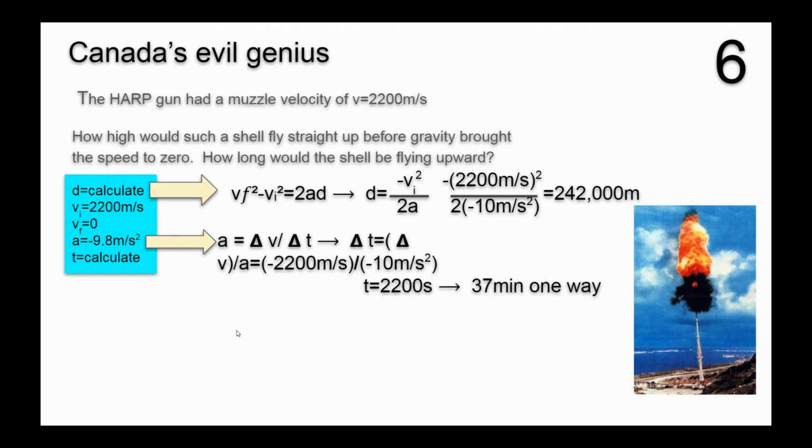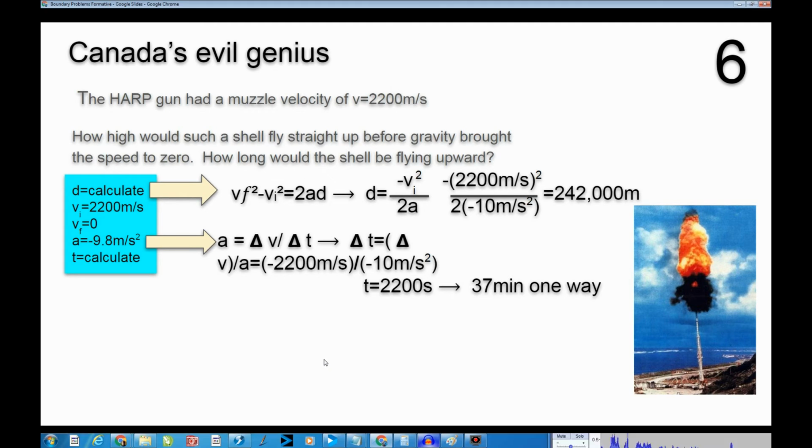Now, according to our calculations, for this shell to go up to 244 kilometers, we would calculate a equals delta v over t, rearrange to delta t equals delta v over a, and you get 37 minutes.